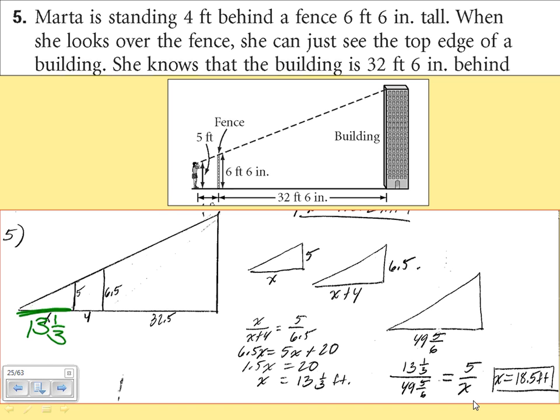Once you guys know that this is 13 1/3 feet, what you want to do is figure out what this is right here. I'm going to state this as x again. I should have used a different variable. I know that this now is 13 1/3. How much is this whole entire length right here? I just added it together. 13 1/3 plus 4 plus 32.5 gets you 49 5/6.